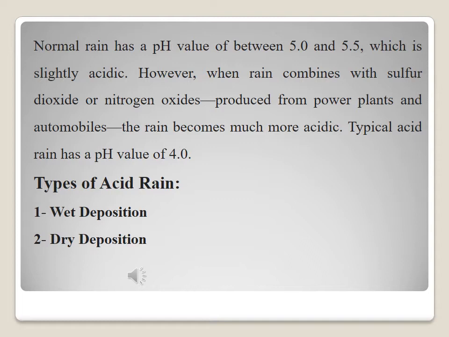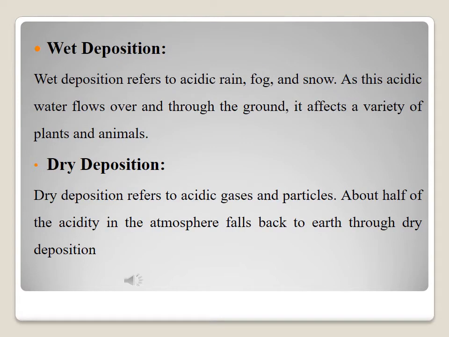There are two types of acid rain. Number one is the wet deposition and number two is the dry deposition. Wet deposition refers to acidic rain, fog and snow. As this acidic water flows over and through the ground, it affects a variety of plants and animals. On the other hand, dry deposition refers to acidic gases and particles. About half of the acidity in the atmosphere falls back to earth through dry deposition.